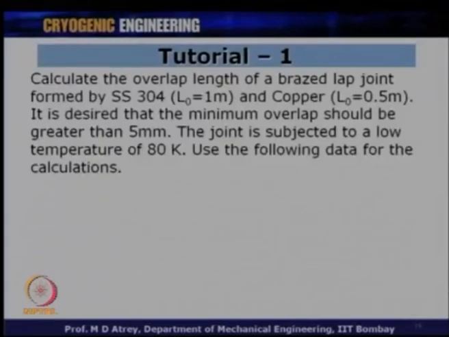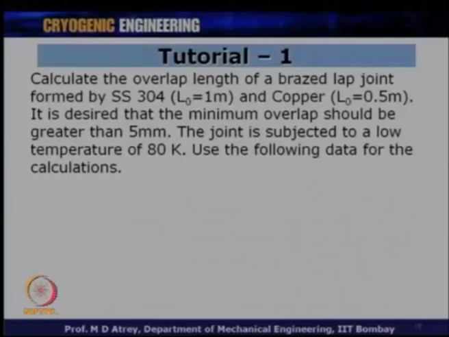The problem statement is: calculate the overlap length of a brazed lap joint formed by 2 materials. One is SS304 and the other one is copper. The SS length L naught, or length at 0 Kelvin, is given as 1 meter, while for copper the length is 0.5 meter. Now, it is desired that the minimum overlap should be greater than 5 millimeter.